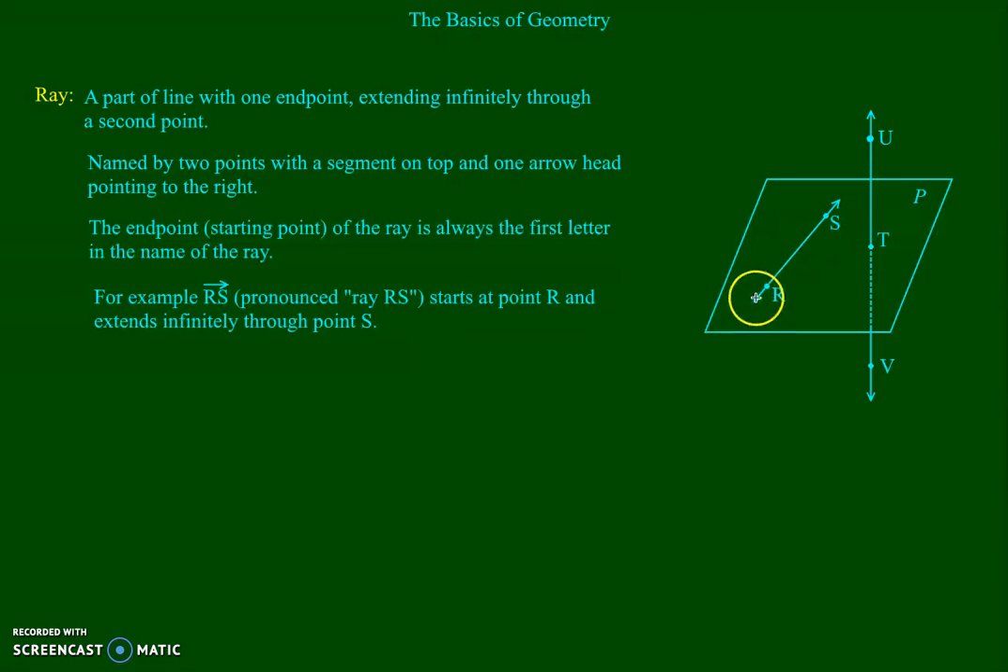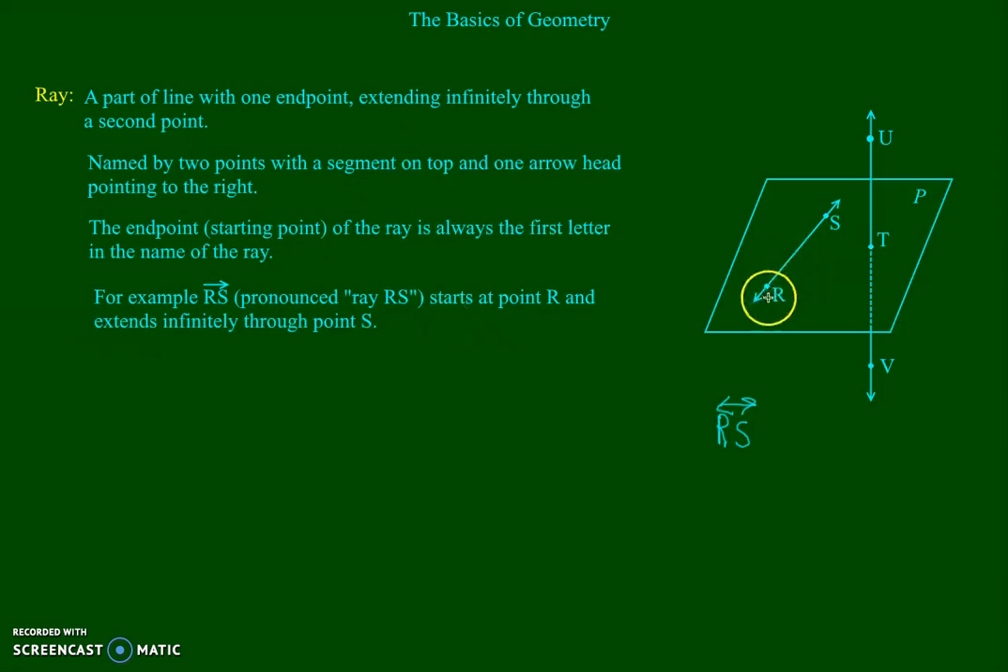So in this line, let's go back to line RS. Again, we recap. We say that we have line RS. Now if I want to label this ray RS, we would have the 2 letters signifying the ray and one arrowhead. On the left end, there is no arrowhead. On the right end, there is an arrowhead. This is always going to be the case. The left letter signifies the endpoint of the ray.